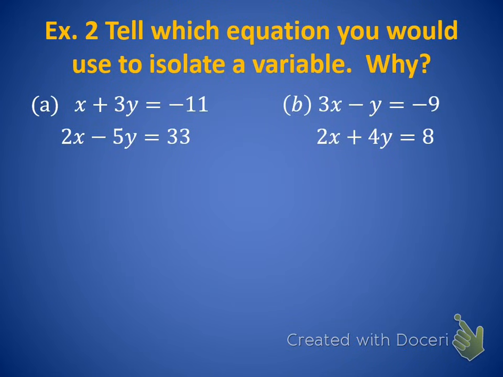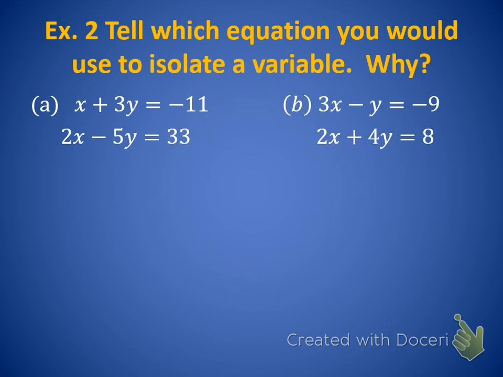But what happens when you look at a problem like this and neither equation is solved for one of the variables, or both equations are not set equal to each other? What do? Well, I have a decision to make. And in example 2, we're just going to simply decide which equation you would use to isolate that variable and why. So I want you to pause for a minute. Look at A and B, decide which equation you would use to isolate a variable, and tell me why you would choose that equation.